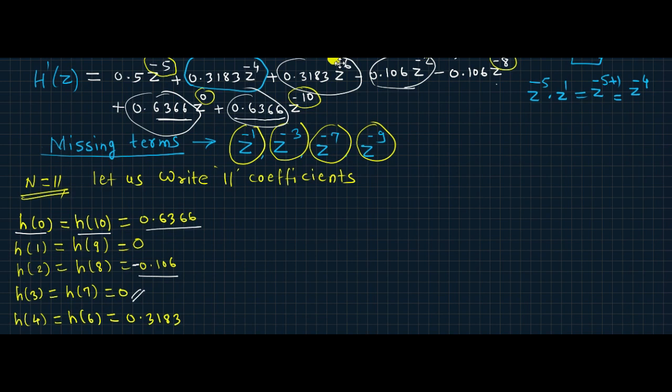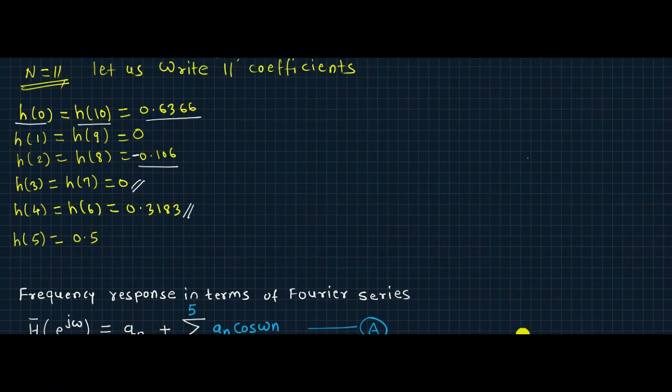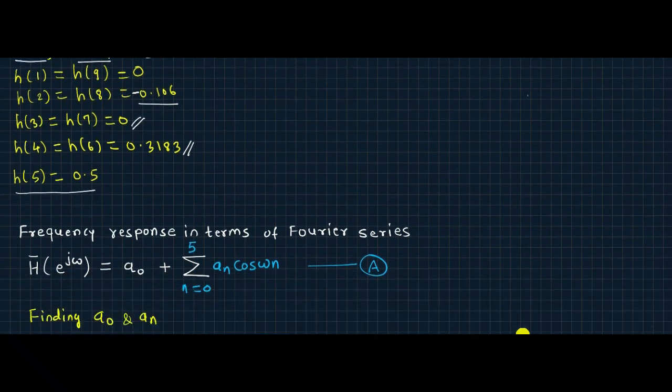H of 4 equal to h of 6 equal to 0.3183. Where h of 6 is here, and h of 4 is this one. Okay, h of 4 and h of 6 are the same. We have the values of the impulse responses. Coefficients of z are h of n.